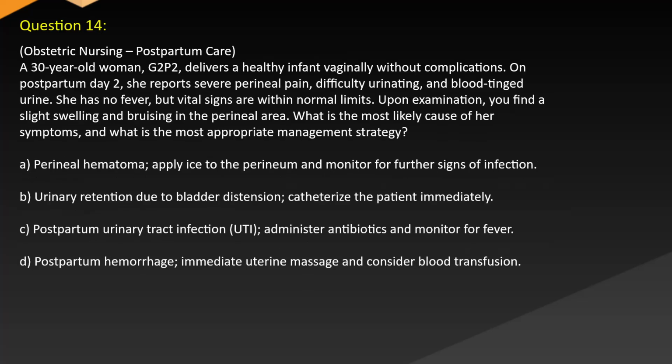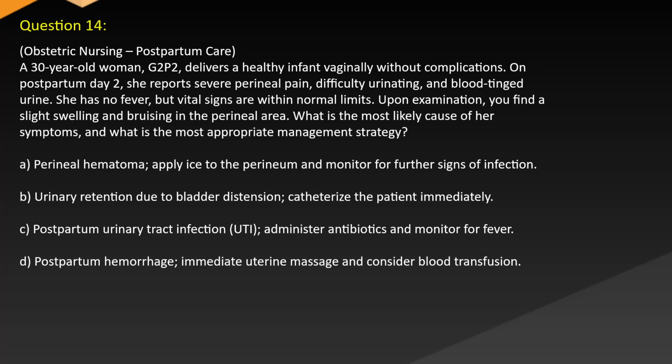Question 14. Obstetric nursing. Postpartum care. A 30-year-old woman, G2P1, delivers a healthy infant vaginally without complications. On postpartum day 2, she reports severe perineal pain, difficulty urinating, and blood-tinged urine. She has no fever, and vital signs are within normal limits. Upon examination, you find slight swelling and bruising in the perineal area. What is the most likely cause of her symptoms, and what is the most appropriate management strategy?